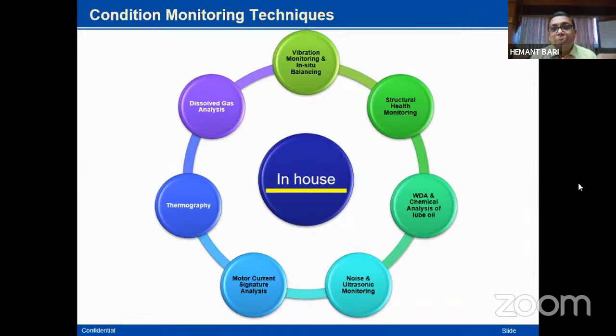Somebody may ask, which field should I go into? I will always give the example of cricket. When you go to play cricket, who tells you you are a good batsman? Who tells you you are a good bowler or wicket keeper or fielder?